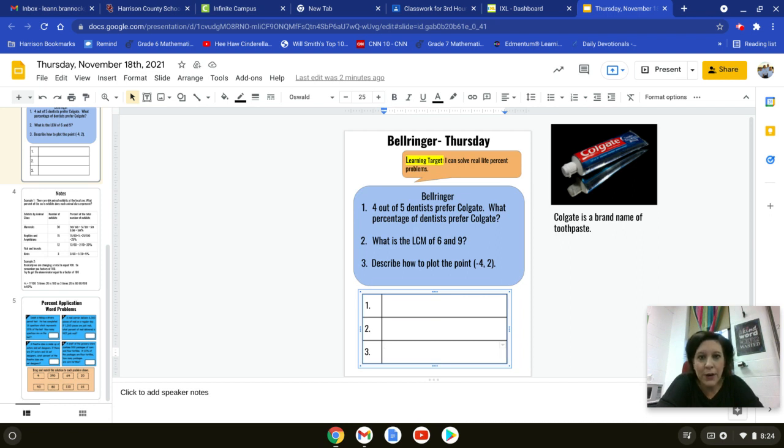Today, I'm going to go over your Bellringers, so let's get started. It says 4 out of 5 dentists prefer Colgate, so Colgate is a brand of toothpaste. And it says what percentage of those dentists prefer Colgate. So to do this, we've been focused on this idea this week in class.